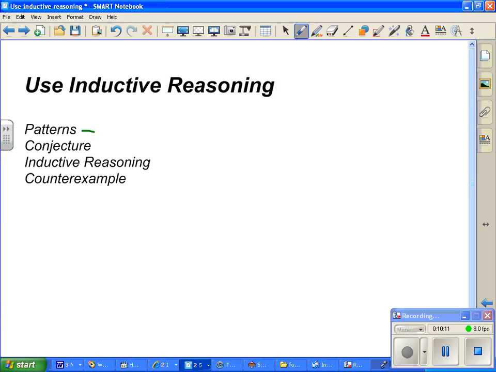Okay, math is patterns. That's all we're trying to do is find patterns, and then represent the pattern somehow. A conjecture is writing down what the pattern is in words. Inductive reasoning is once you've found a pattern and you've written it down, you've used inductive reasoning to do that. And then a counterexample is anything that proves a conjecture wrong. And you only need to find one. You find one counterexample, you've proven the whole conjecture wrong.